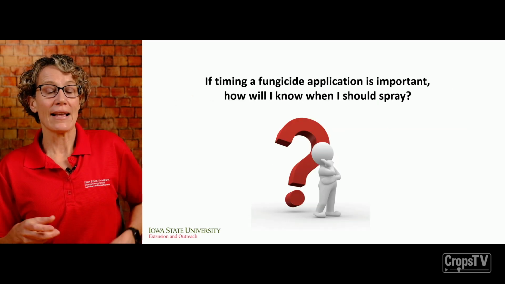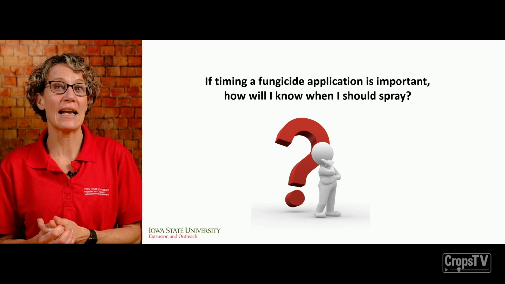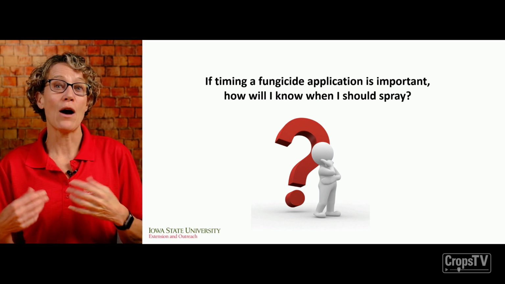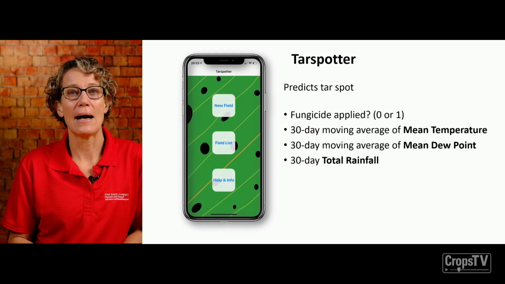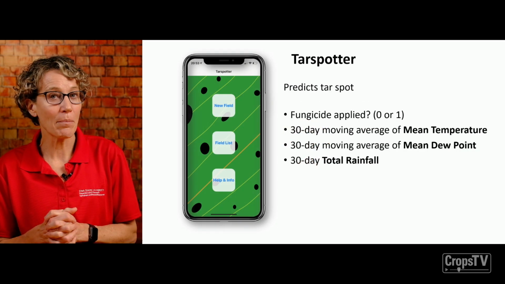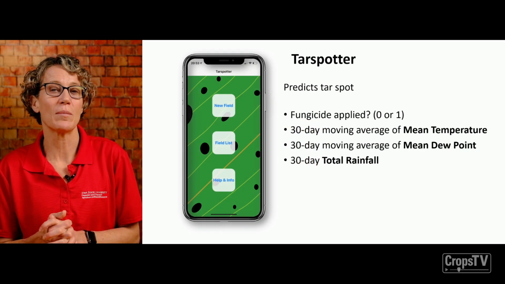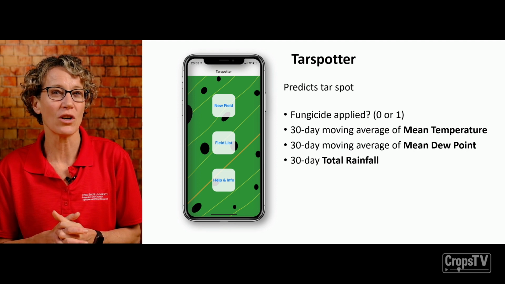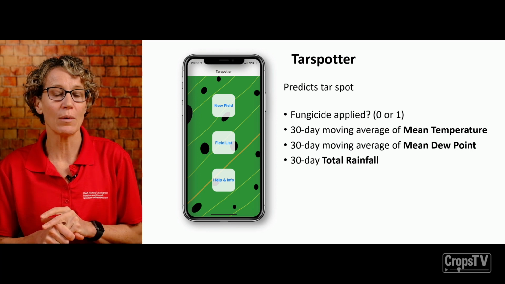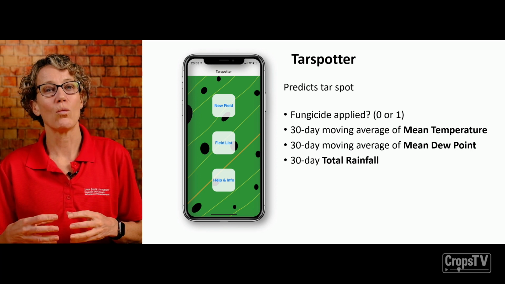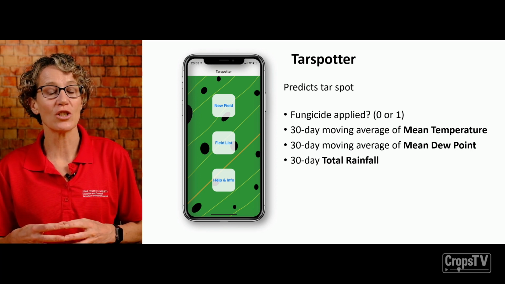Okay, so if timing of a fungicide application is important, how are you going to know when to spray? There is this app that I've talked about. It was developed by Damon Smith at University of Wisconsin, and it is available on both Apple and Android phones. What the app does is it predicts tar spot.